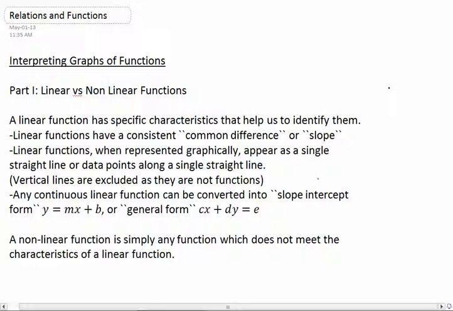Okay. We have more than one output mapped to a single input. As well, any continuous linear function can be converted to slope-intercept form. That's the form y equals mx plus b that we saw in grade 9. Or general form, cx plus dy is equal to e, also that we studied in grade 9. So a nonlinear function is simply any function which does not meet the characteristics of a linear function.